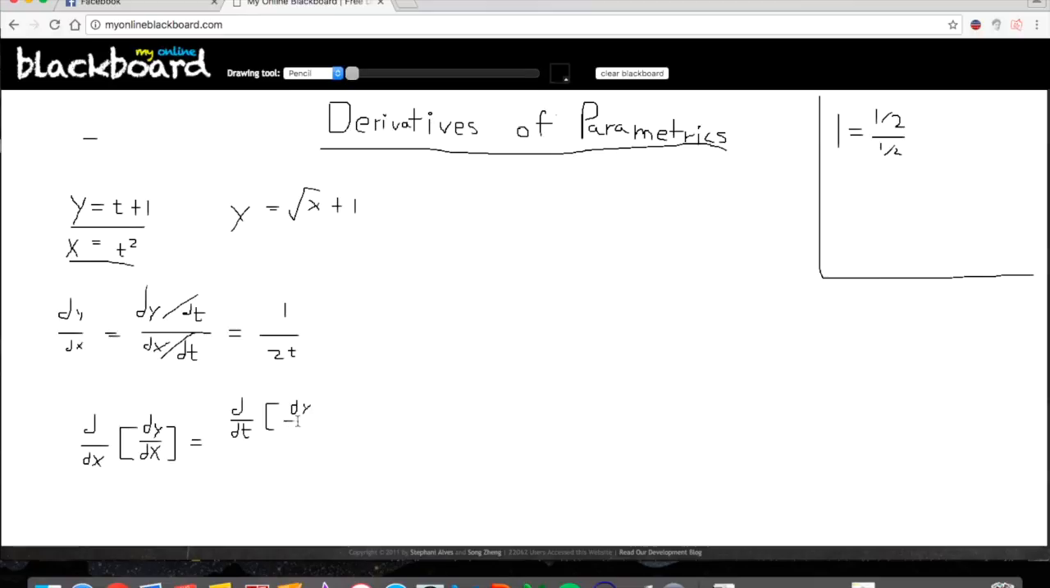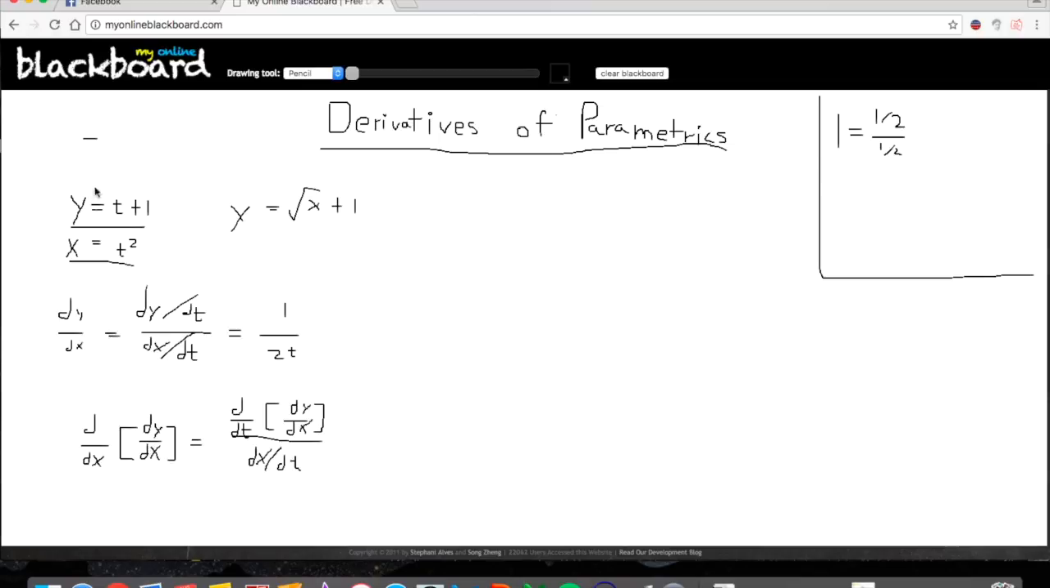So, remember, we're doing this to the entire numerator now. And then we're going to divide that by this denominator, dx over dt. So, that would be how you find your second derivative.